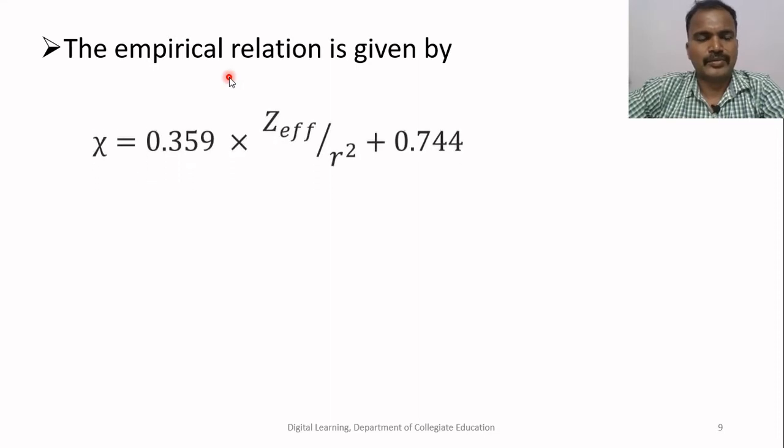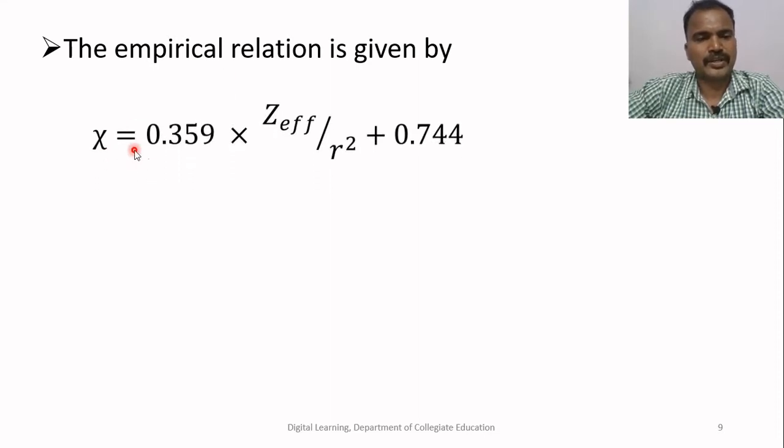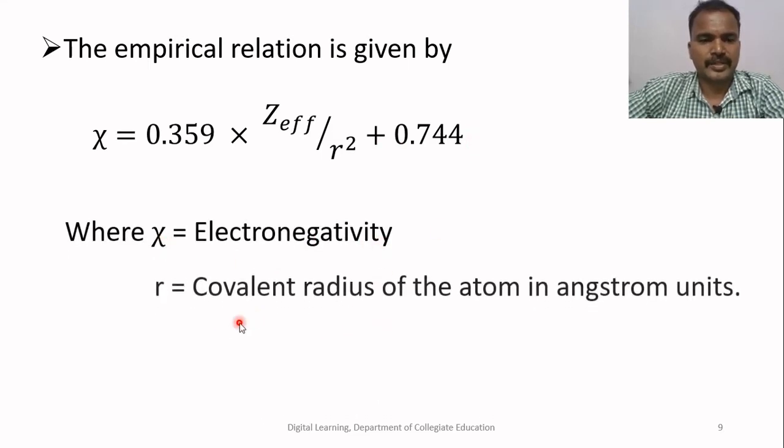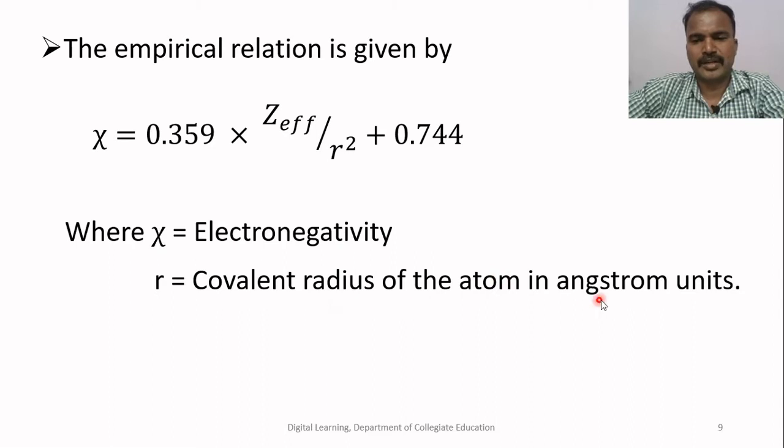The empirical relation between the electronegativity and the effective nuclear charge is given by this equation. Electronegativity is equal to 0.359 into effective nuclear charge divided by r square, where r is the covalent radius of an atom, plus 0.744. Here, r is the covalent radius of an atom in angstrom unit. So by making use of this equation, we can calculate the electronegativity of an atom.